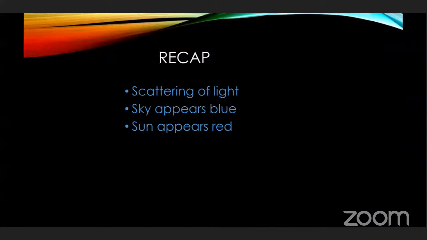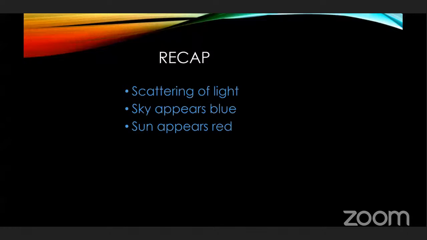We will do a quick recap of those points. That time we have learned scattering of light. So what is scattering of light? When rays of light hit the extremely small particles present in the atmosphere, the particles deflect the light in all directions. It is called scattering of light. Second point is sky appears blue, because the blue color in the sunlight is scattered the most and therefore the sky appears blue.